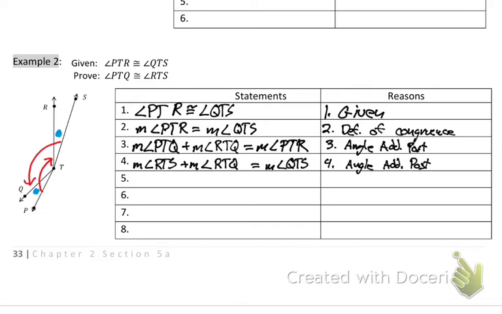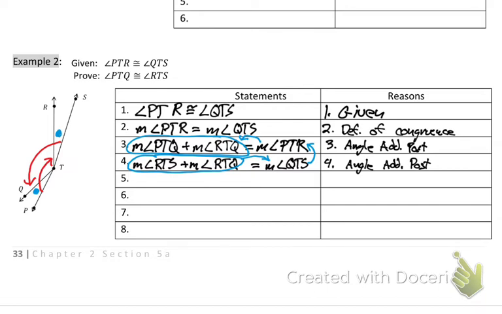So now what I'm going to say is this whole thing equals QTS, right? QTS equals PTR. PTR equals this whole thing. I have something equaling something, that's something equaling something, that's something equaling something. What property am I using next? I'm using the transitive property. And I'm using the transitive property to say, well, I want smaller angles, so I'm going to rewrite both of these in terms of smaller angles, and then I'm going to put an equal sign between them.